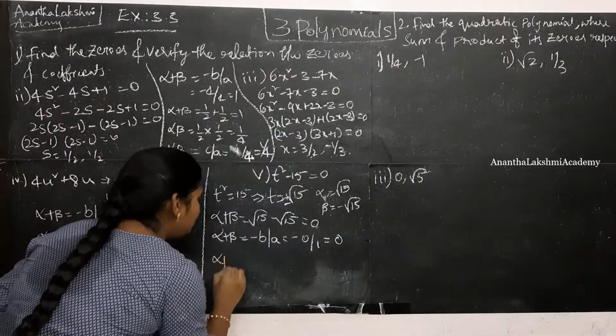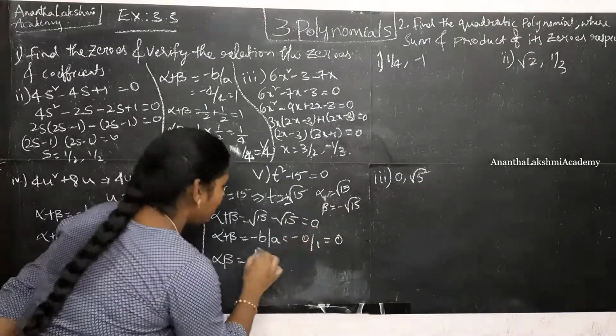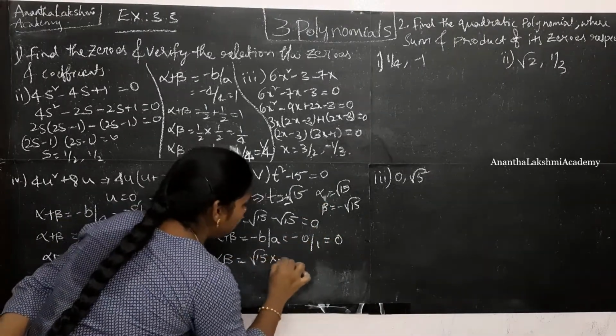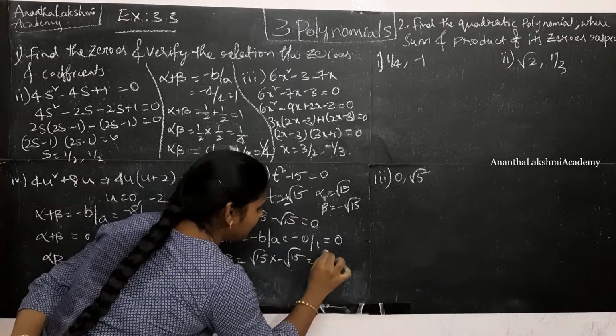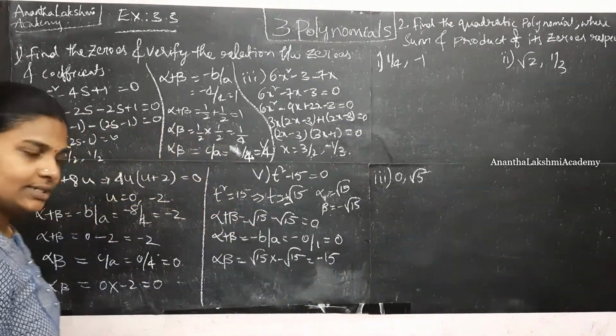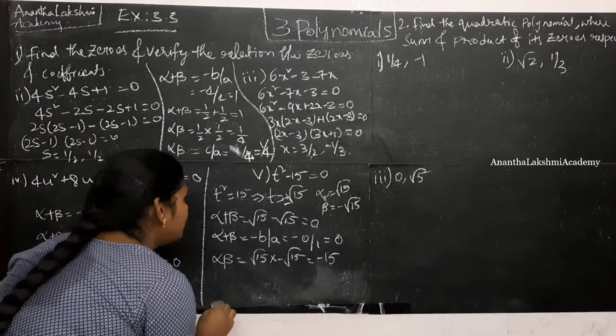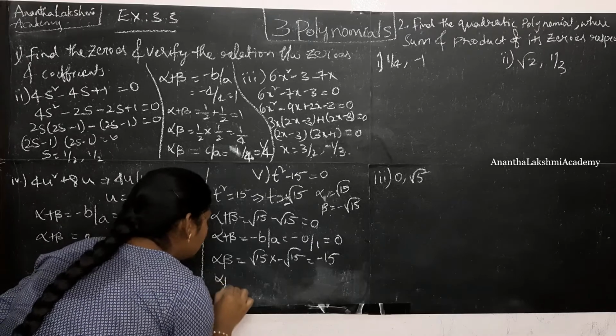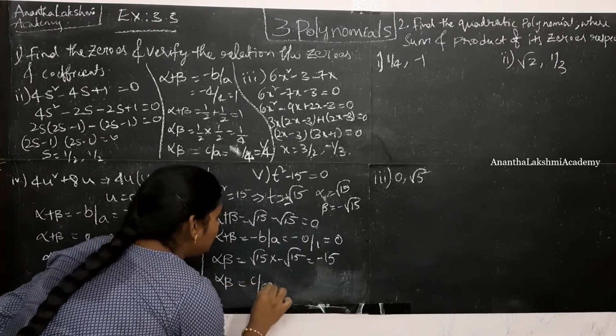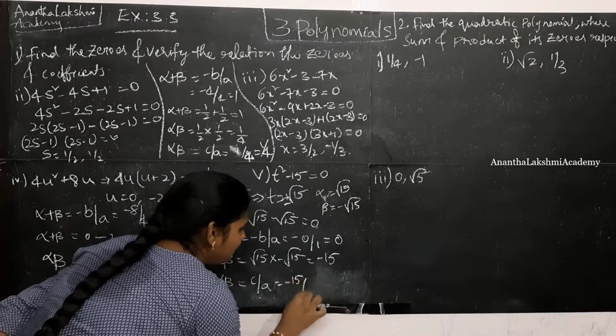Now alpha beta is equal to root 15 multiplied with minus root 15, which is nothing but minus 15, isn't it? Now alpha beta is equal to c by a. What is c? Minus 15, and a is 1.